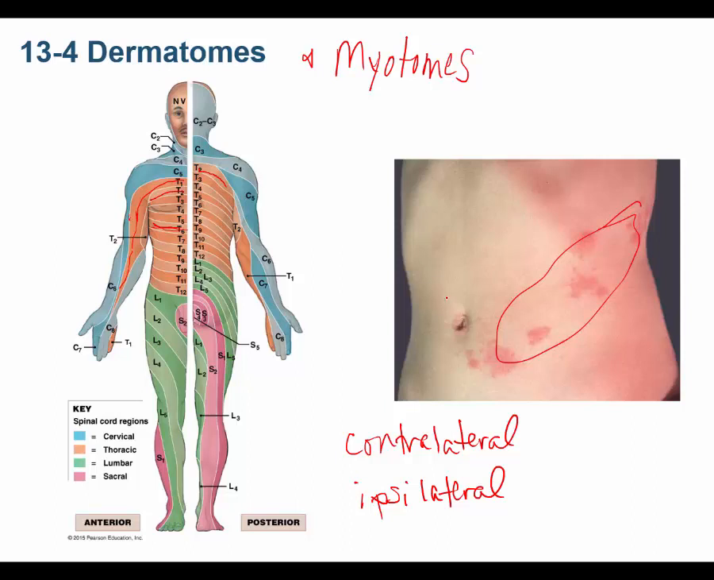All right. By the way, since we're talking about shingles, if you had chickenpox as a kid, then you should get a booster when you're about 60, and that's so you don't get shingles. Now, if you didn't have chickenpox as a kid, likely if you're young, you had the chickenpox vaccine anyway. All right, so that's a dermatome.